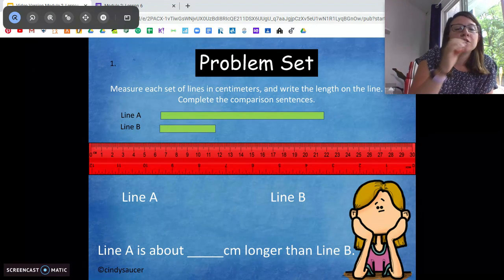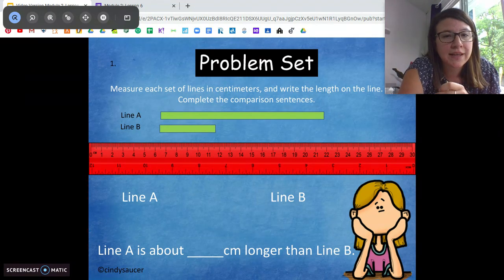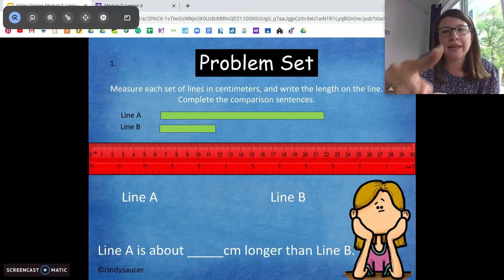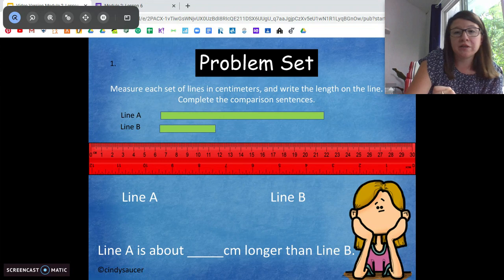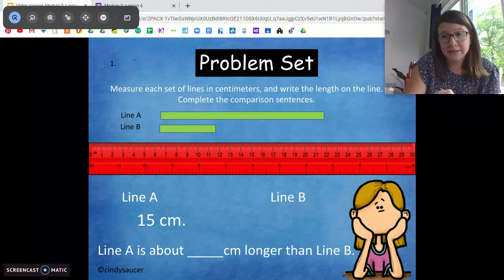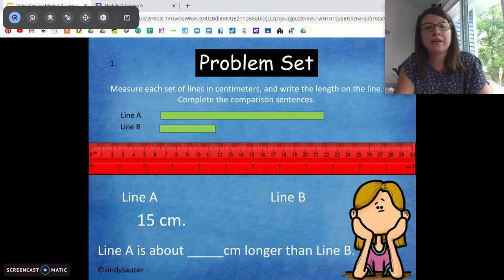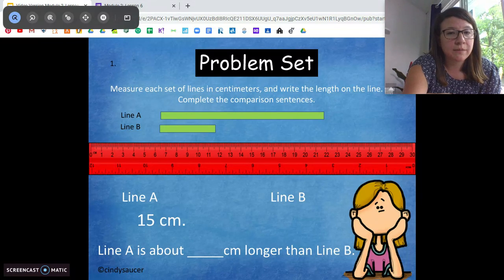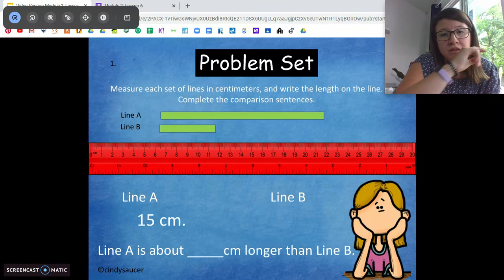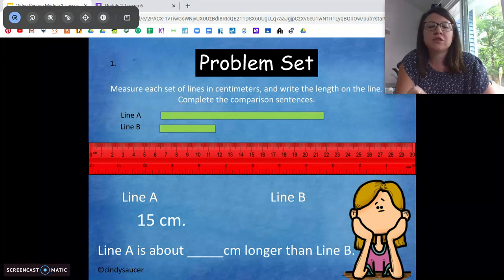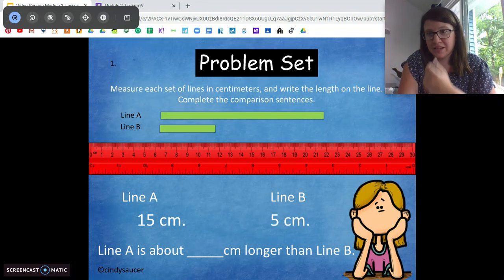Ready? Okay, so I see line A starts at about 7 centimeters, ends at about 22 centimeters, and I frog jumped all the way to 22, and I got 15 centimeters. So line A is 15. Line B, I see it starts at about 7 and ends at about 12-ish. So I'm going to say that's about 5 centimeters.